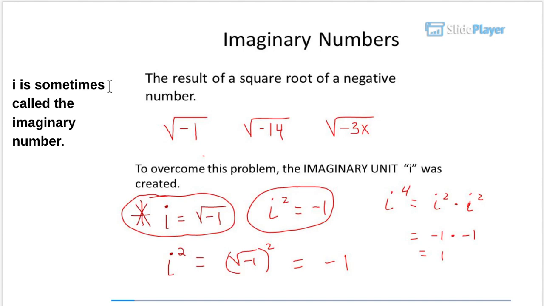Okay, so imaginary numbers. This is going to be a quick lesson on imaginary numbers. An imaginary number is the result of a square root of a negative number. So this right here, that's an imaginary number. The negative one under a radical is called i.